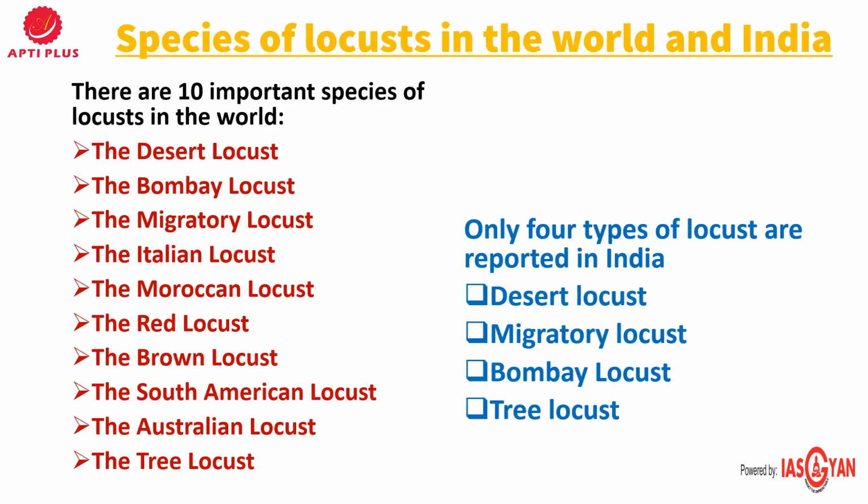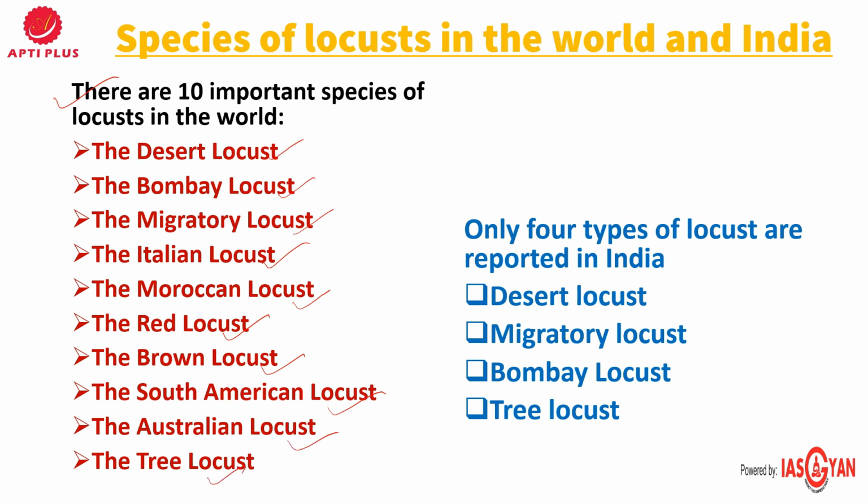Now, talking about the species of locust found in the world and India. So precisely, we have 10 important species of locust. These are the 10 species: desert locust, Bombay locust, migratory locust, Italian locust, Moroccan locust, red locust, brown locust, South American locust, Australian locust, and the tree locust.